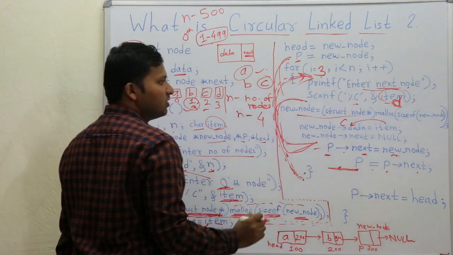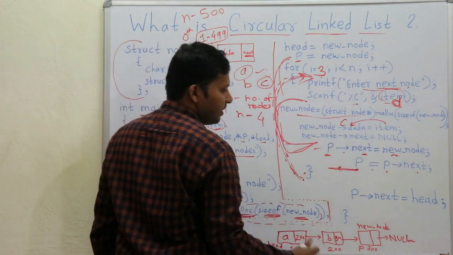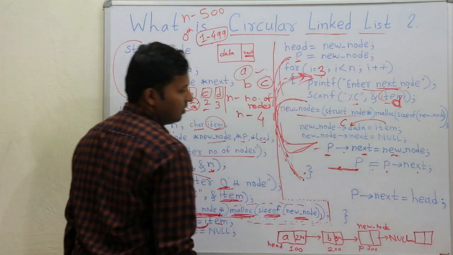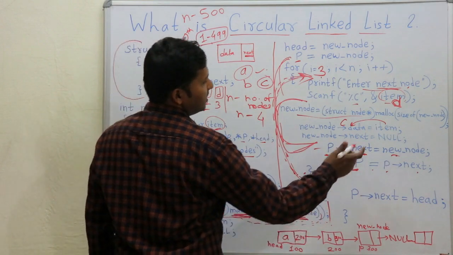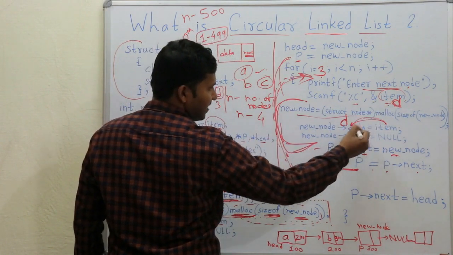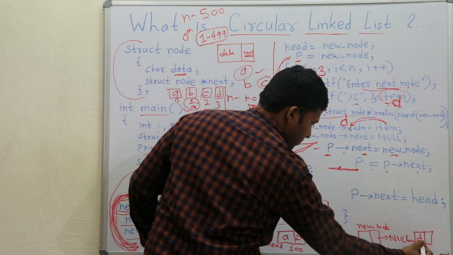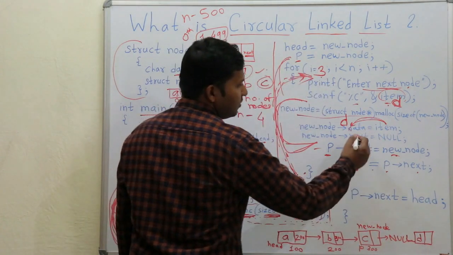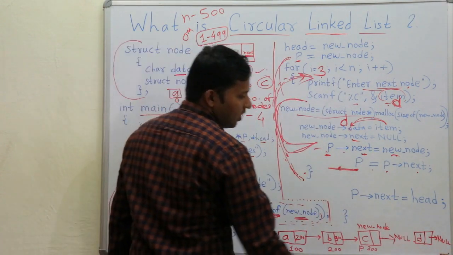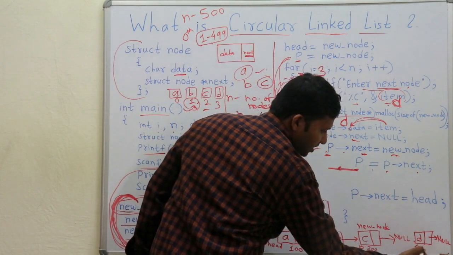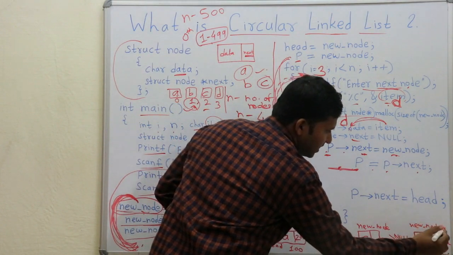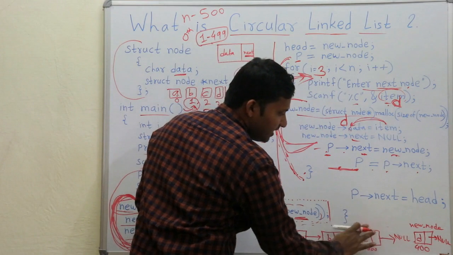Now let's create a new node. New node is equal to struct node star malloc size of new node. By this statement we create a new node. So a new node is created. Item is assigned. Item is D now, so D is assigned to the data, and new node points next is equal to null, right? That is null now. Now this node is allocated memory location 400. Just assume that. So now this is the new node. I will delete this.